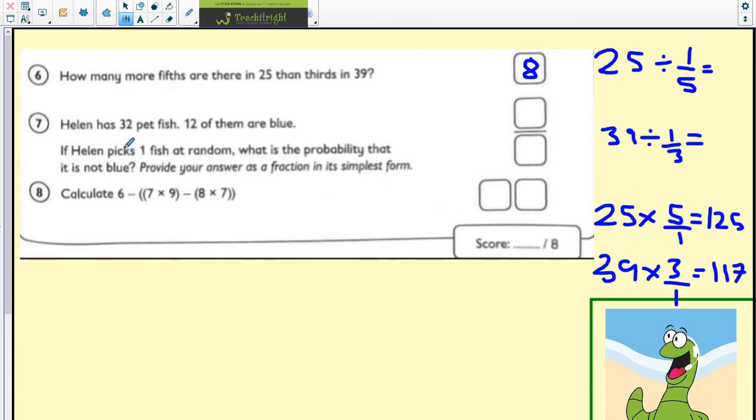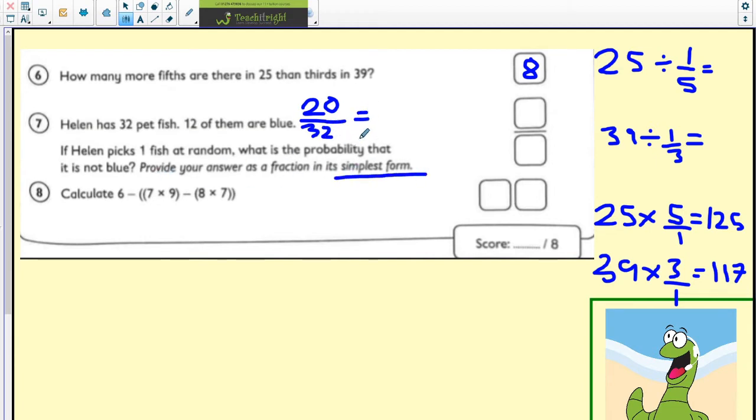Helen has 32 pet fish, 12 are blue. Right, so if 12 are blue, 20 aren't. And it then goes on to say Helen picks one fish at random. What's the probability that it's not blue? Well, it's the ones that aren't out of the total. 20 out of 32. It does then give us a simplest form.